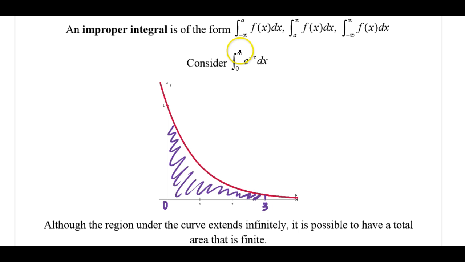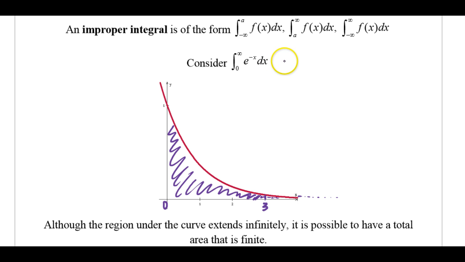Now what we have to think about is what does it mean to go all the way to infinity, to add potentially an infinite amount of area, because this graph of e to the negative x continues forever. It has a horizontal asymptote at y equals 0 along the x-axis. So considering this improper integral means considering the notion of adding an infinite amount of area. As it says here, although the region under the curve extends infinitely, it is possible to have a total area that is finite. So even though we are adding an infinite amount of area here, it's possible that an improper integral has a finite answer.